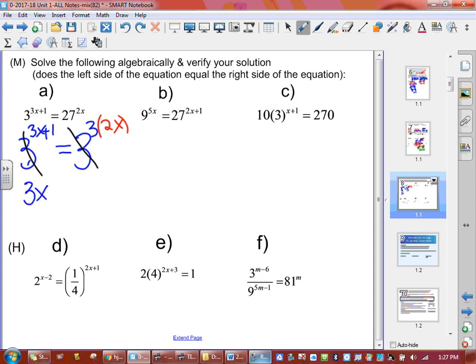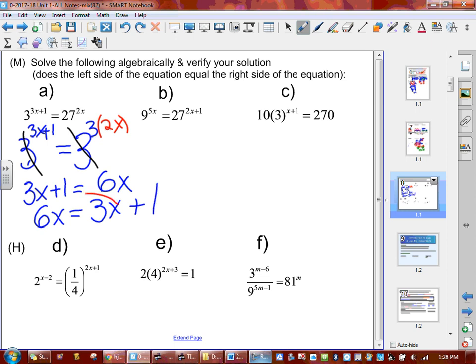Okay, so what do we do now? We can flip-flop it or move x to the left, move the 1 to the right. I'm going to flip-flop it so we don't have to move so many things. So I'm going to go 6x equals 3x plus 1. And then now I'm going to move my 3x to the left. So I'm going to minus 3x, minus 3x. That's going to give us 3x equals 1. Now I'm going to divide out which number, the 1 or the 3? The 3, good. So our answer will be 1/3.